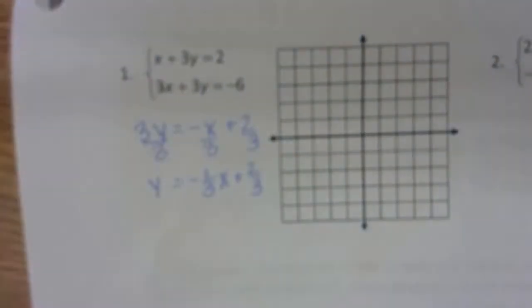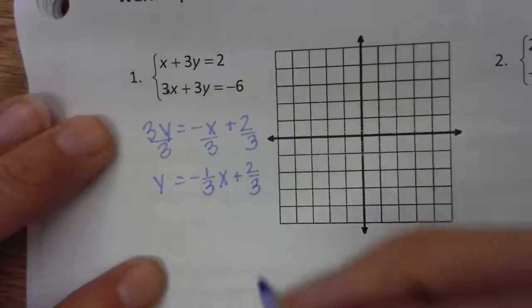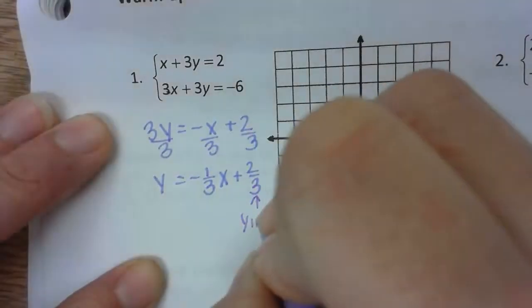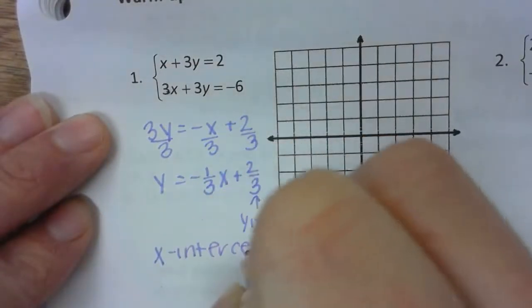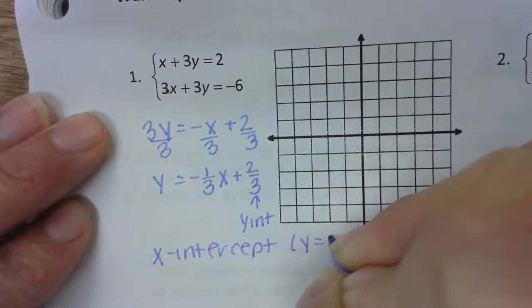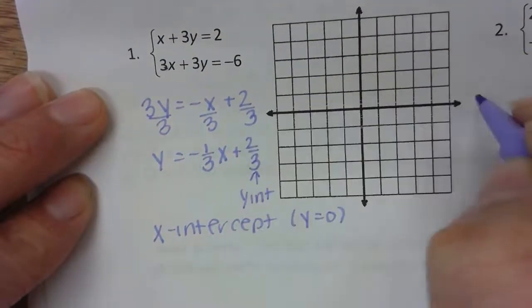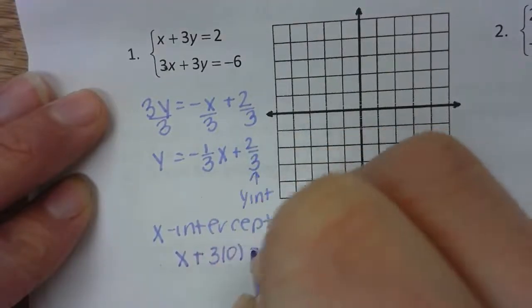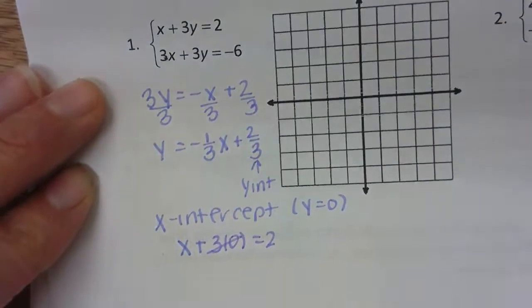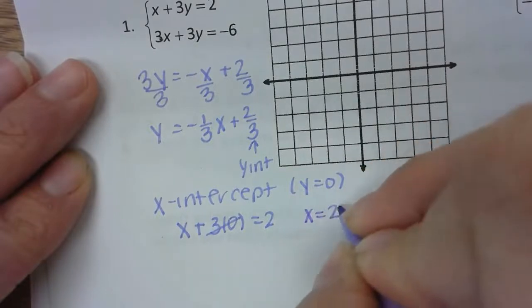What makes number 1 kind of gross is that the y-intercept is a fraction. So rather than starting the graph at the y-intercept, we're going to start our graph at the x-intercept. The x-intercept is the point where y is equal to 0. So the x-intercept is x plus 3 times 0 equals 2. Well, anything times 0 is 0. So the x-intercept is 2.